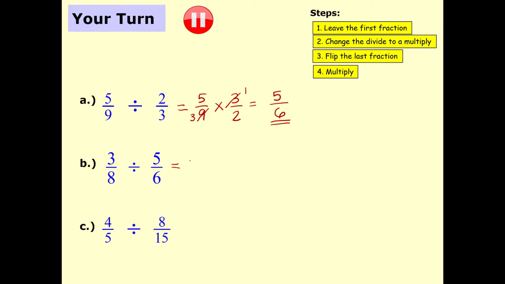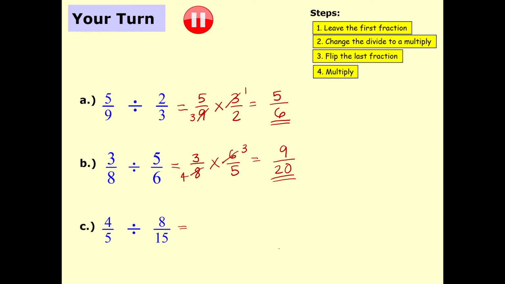Okay, question B. First step, first fraction, leave it as it is. Turn that divide into a multiply, and then flip that last fraction. Check your diagonals because we're on to multiplying now. 3 and 5 we can't do anything with. 8 and 6 we can divide them both by 2. So change that 6 to a 3, that 8 to a 4. And then go ahead and multiply. 3 times 3 gives you 9. 4 times 5 gives you 20. So 9 over 20 for that one.